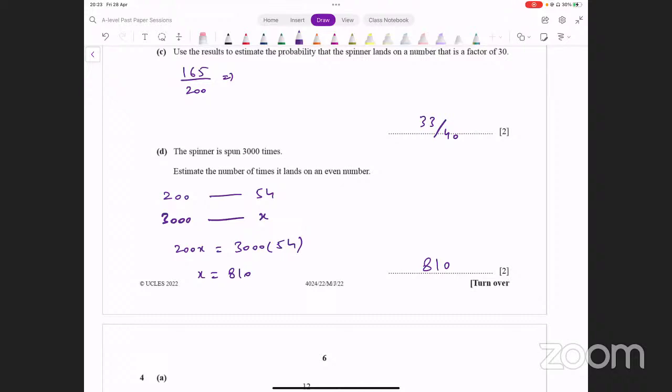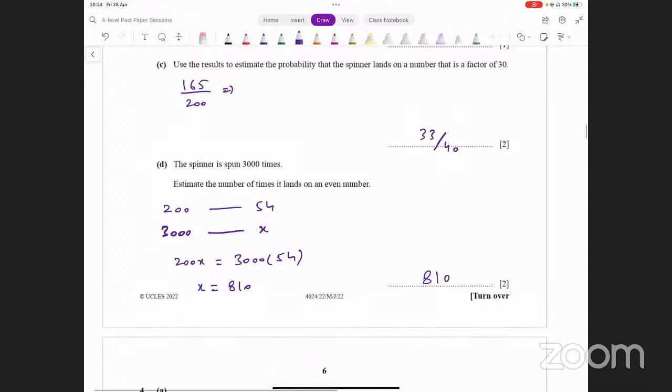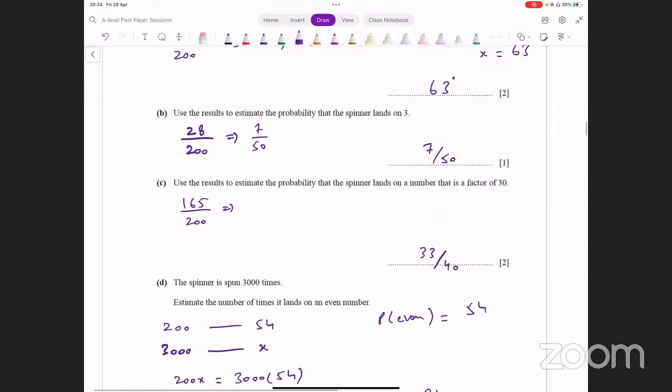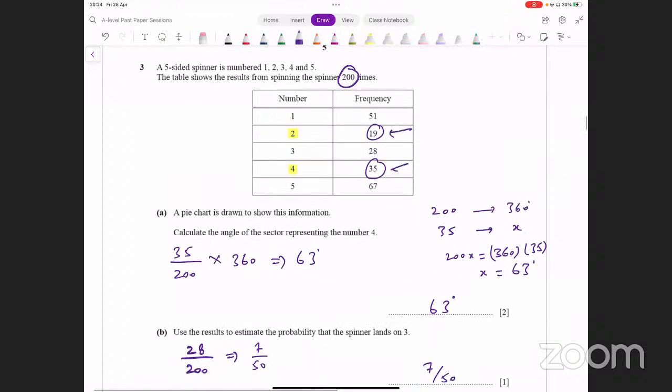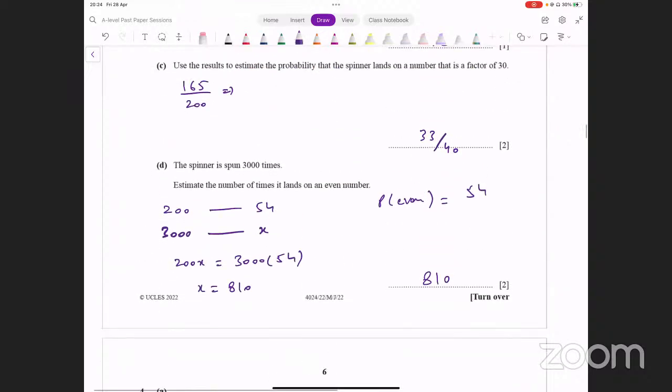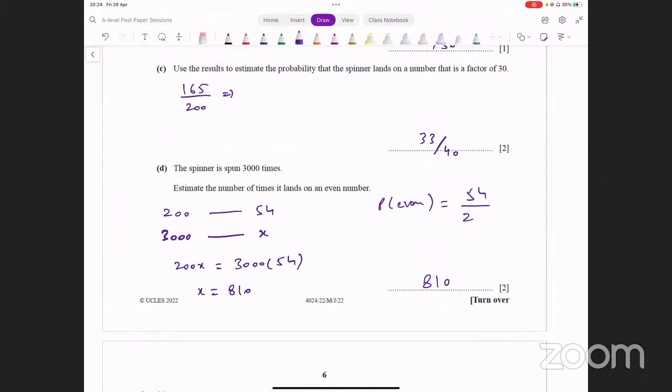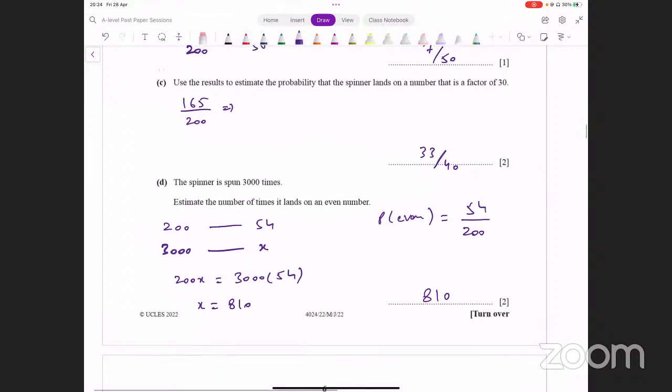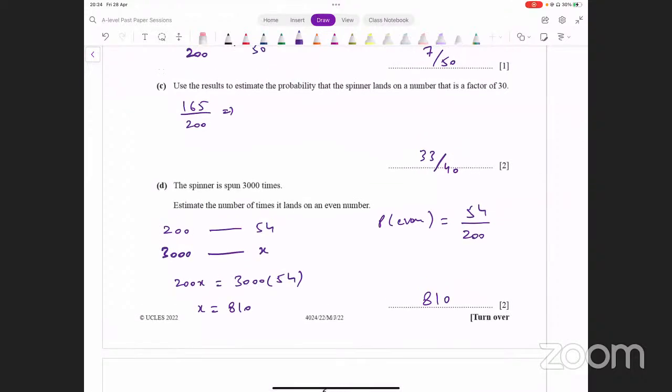Another way of doing this could be कि आप probability find कर लें even number की. वो कैसे आएगी? 54 times आपके पास आ रहे हैं total 19 plus 35 out of how many? Out of 200. So probability of even number क्या हो जाएगी? 54 over 200. एक number पे एक दफा spin करने पे ये probability है.